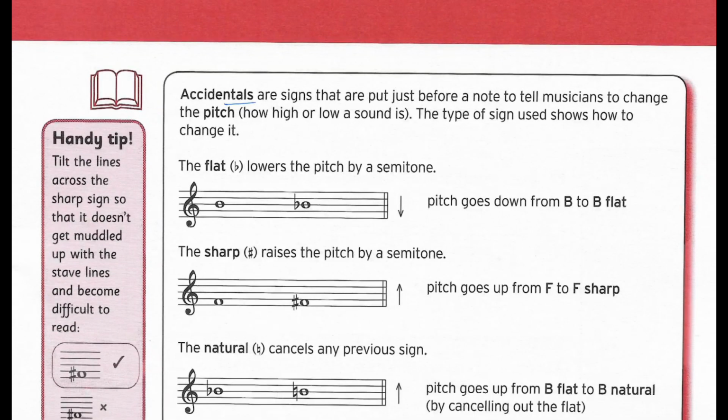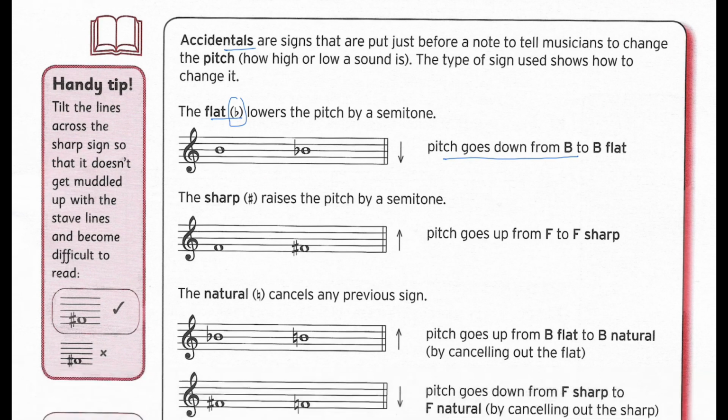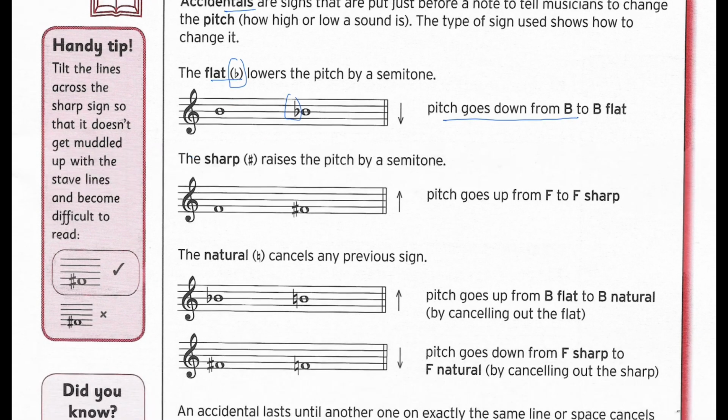You can see first they have given the flat as an accidental, and this is the sign for it. You can see this is a B, so from B to B flat, the pitch goes down. So you have to put this sign in front of the B. Next, to make it sharp, to raise your pitch, you have to put a sharp sign. This is what it is. You can see from F to F sharp, you have to put this sign here.